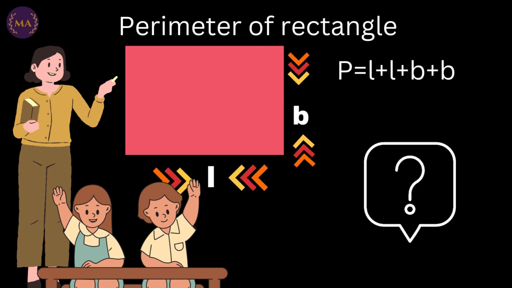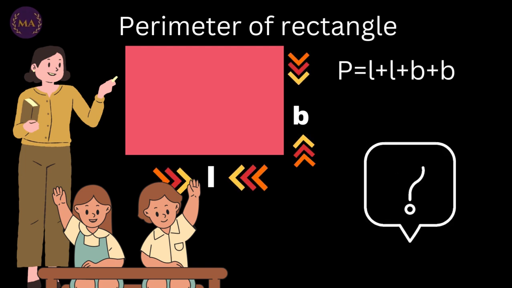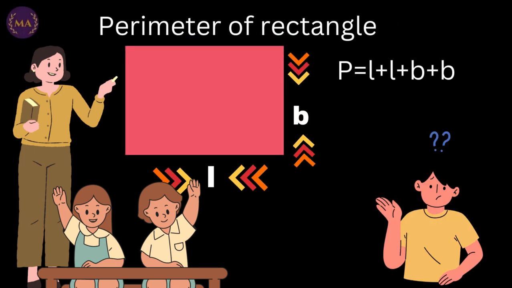because perimeter means adding all four sides of a given closed figure. This is a four-side figure, rectangle. It can be more than four sides, like it can be pentagon, it can be hexagon. Yes. So now let's focus on the rectangle and continue further.